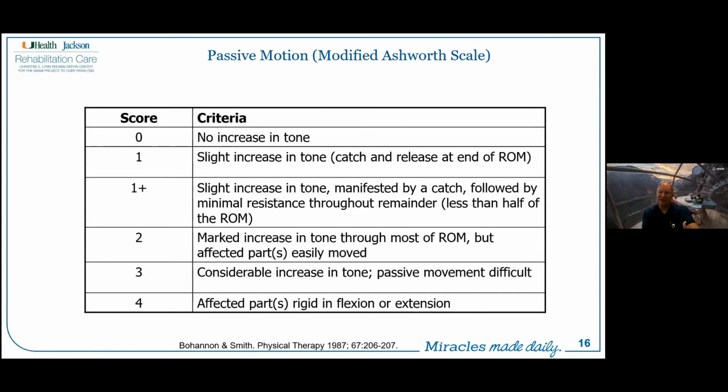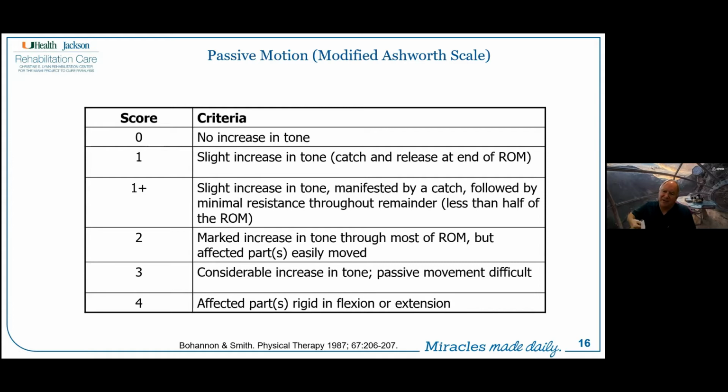As I move the leg, for example, through its range of motion, I don't encounter any resistance. And it doesn't matter if I do that slowly or quickly. If, however, I get a slight increase in tone at the very end of the range of motion, then I'm going to score that as a 1 on the modified Ashworth scale. A 1 plus is that I get a slight increase in tone with a catch, followed by minimal resistance throughout the remainder. So this is about half of the range of motion.